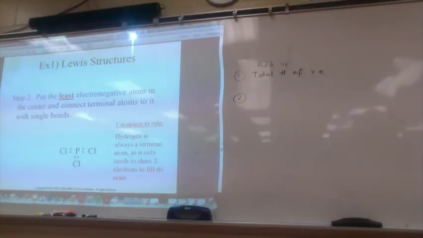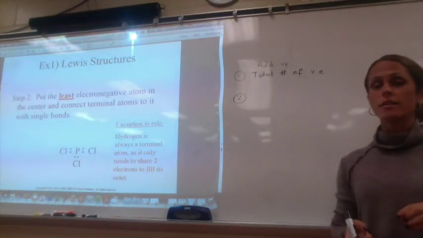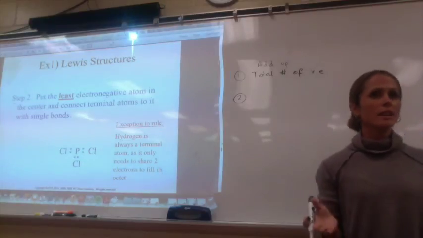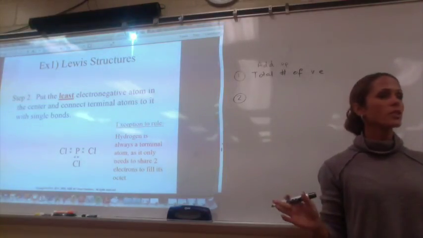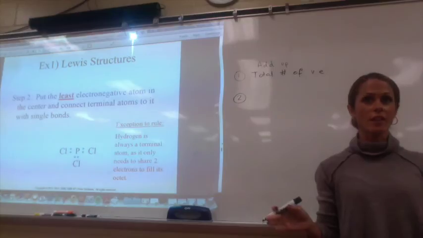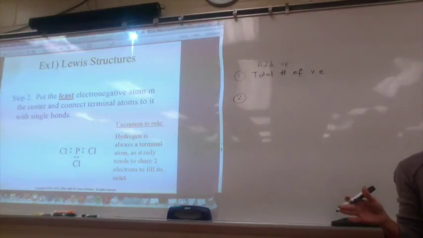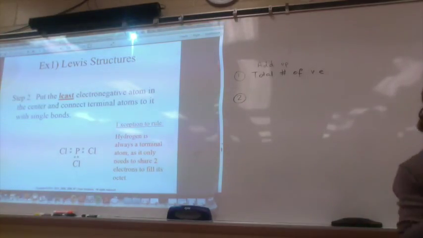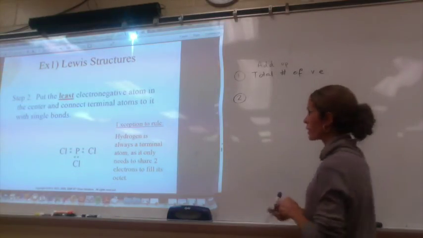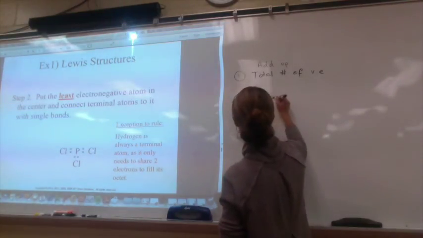Second rule, place the least electronegative atom in the center and connect terminal atoms to it with single bonds. Do you remember we use NaSl? It's similar to this, but NaSl doesn't work for everything. Eventually I'm going to teach you something called formal charge where you can check your structure. I avoided us checking structures in honors and just gave you ones that will work for you. But you will certainly find that there's some that don't work for you. So least electronegative goes in the center.